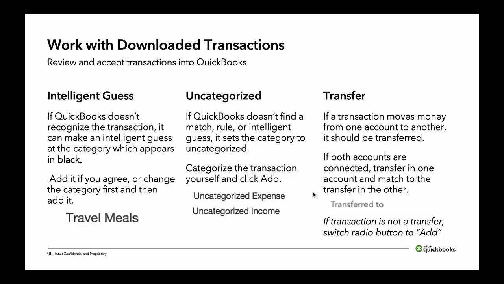Now there's also transactions that appear to be transfers, moving money from one account to another. If both accounts are connected, you would want to transfer in one account, one bank feed, and then match the transfer in the other, right? So the money coming out of one account gets transferred, and then the money coming into the other account gets matched. Now, if something comes through and it looks like a transfer, but it's not, you can switch it to add instead. And then it'll look for a match, or you can add it from the bank feed.